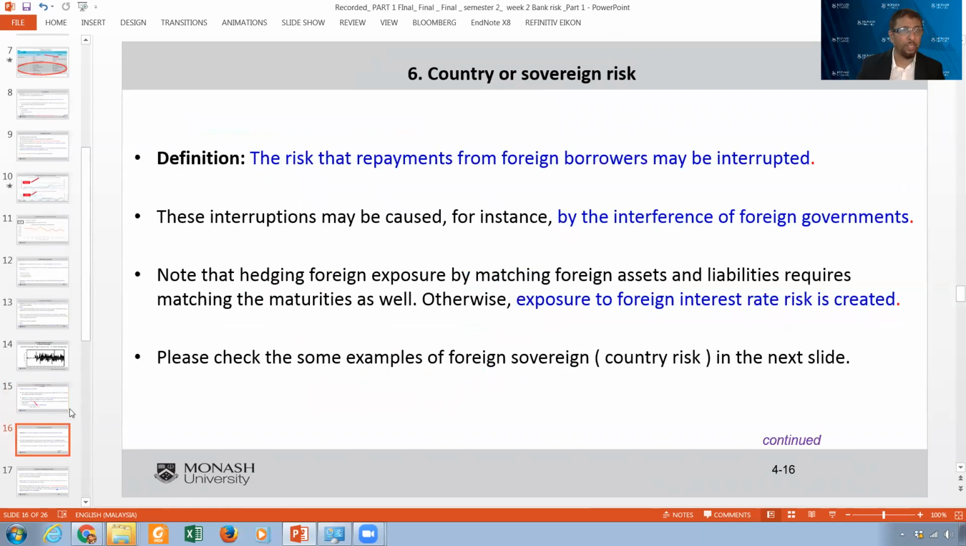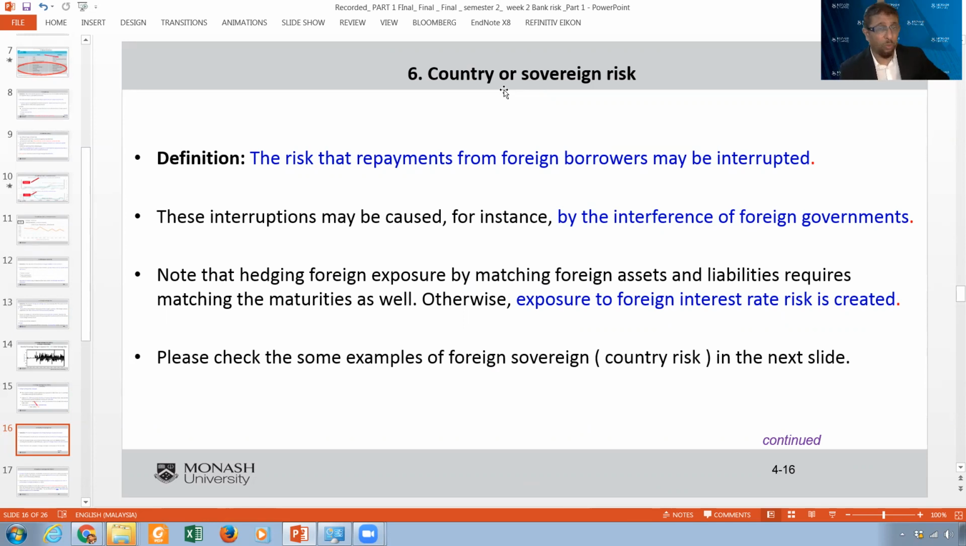Now let me move to the next one. This is country or sovereign risk. We have seen it in so many places in the world. It is when you invest in other countries, either you give an investment, or you give loans to big companies in that country, or you give loans to that country's government or any party inside a different country.